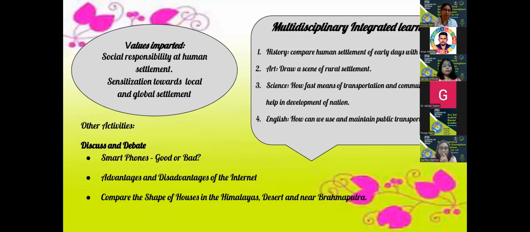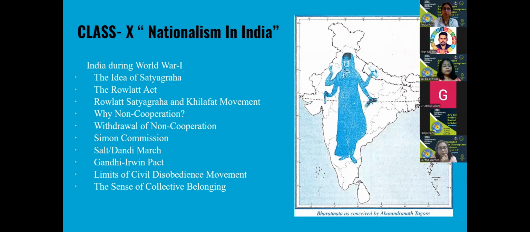Smartphones are good or bad. Advantages and disadvantages of the internet. Compare the shape of houses in the Himalayas, desert, and near the Brahmaputra. These are a few examples.